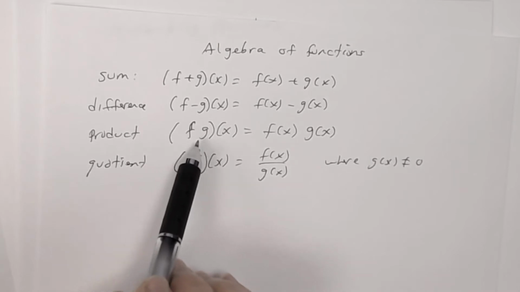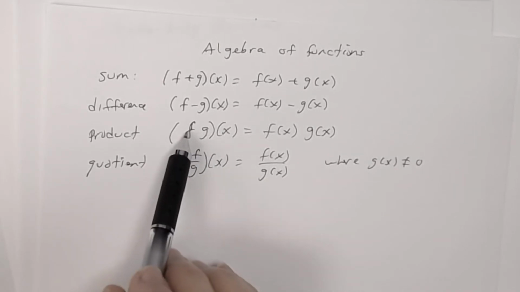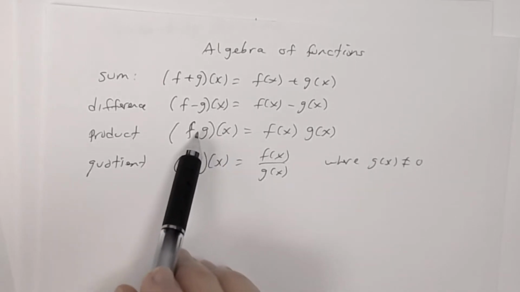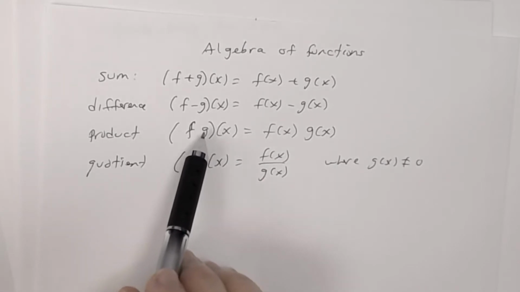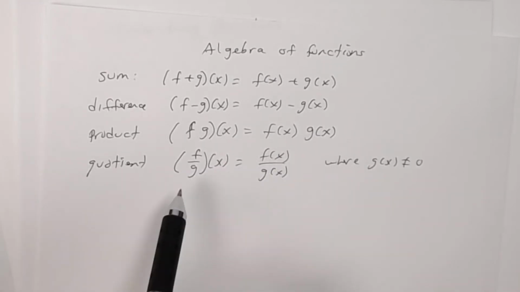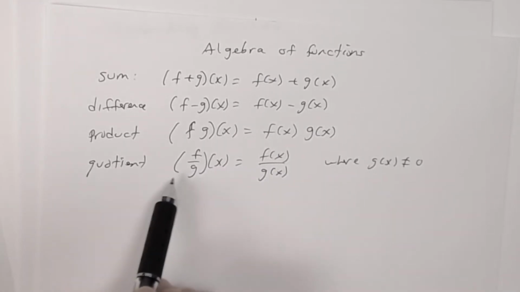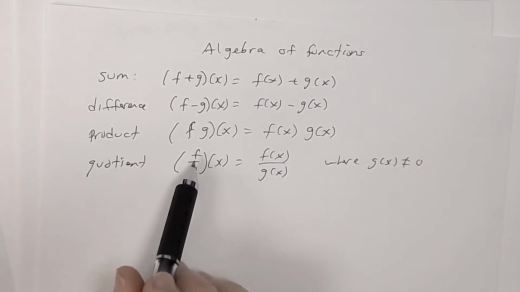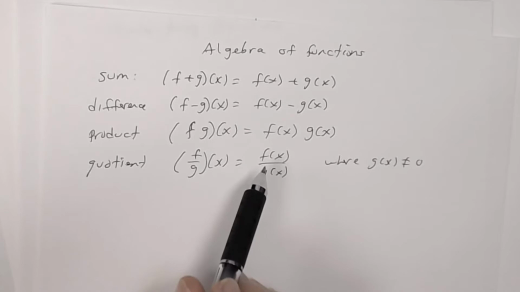Then there's a product. So the product of two functions, f times g at x. So remember, there's no operation there. It's understood to be multiplication. So f times g at x means f of x times g of x. And then the quotient. So you have the quotient of two functions, f and g, at x, and that's defined to be f of x divided by g of x.